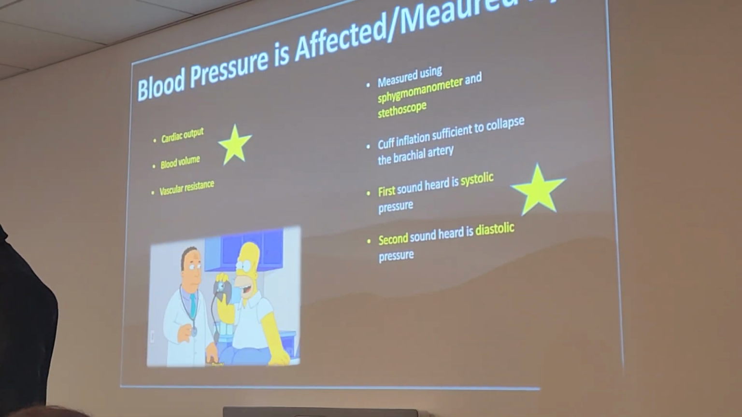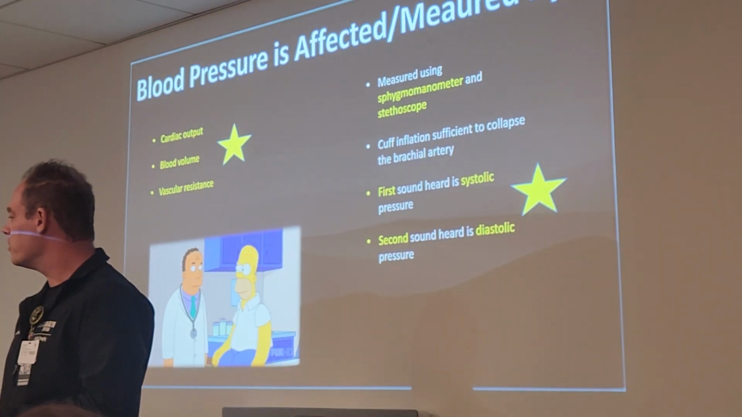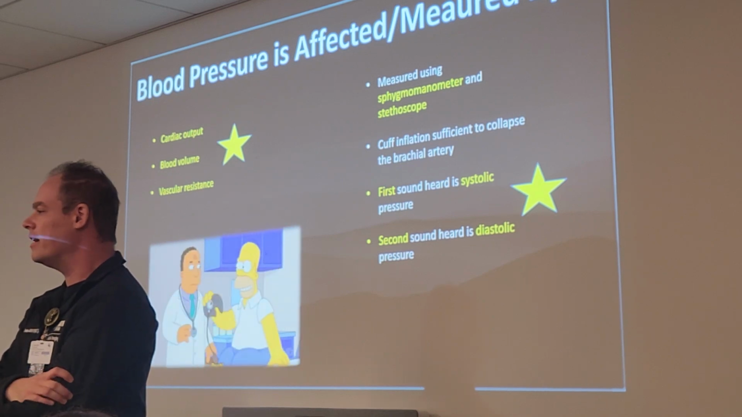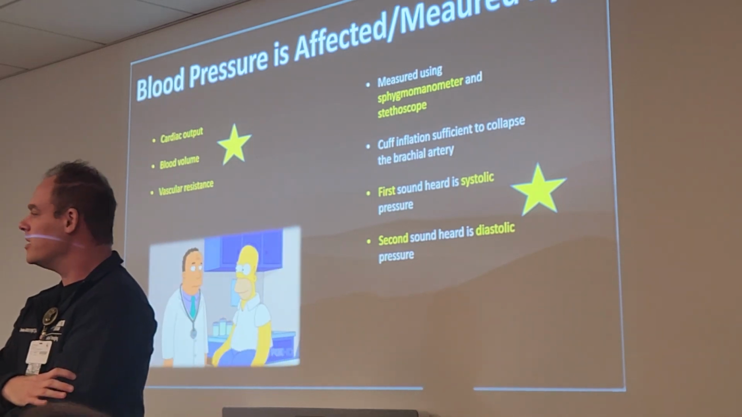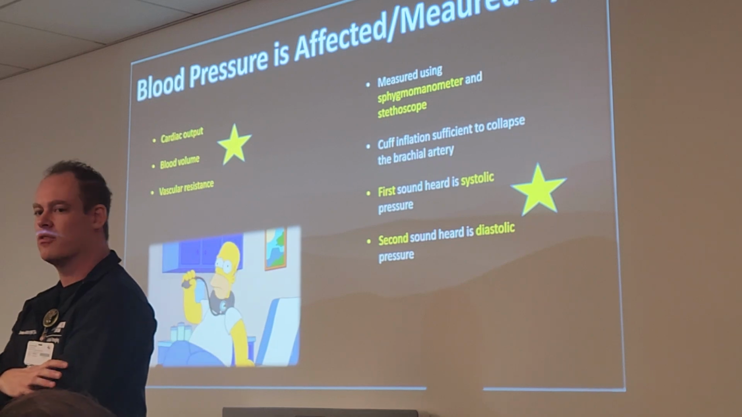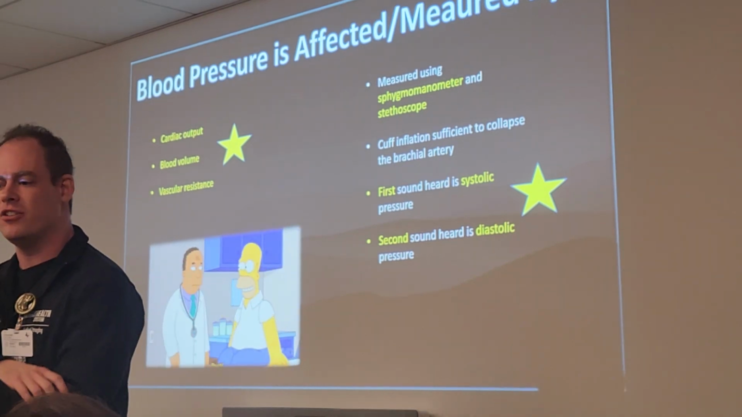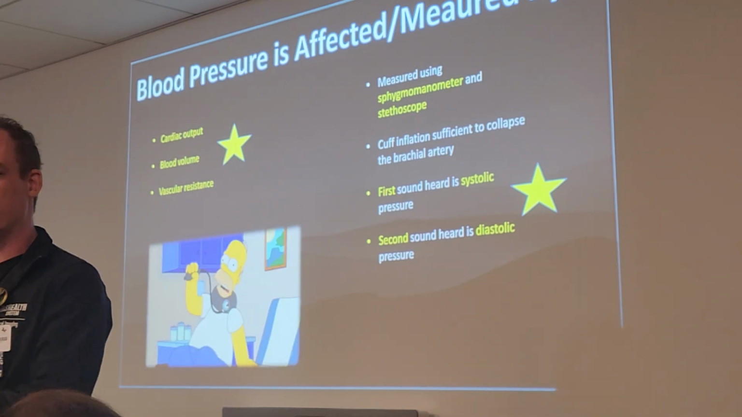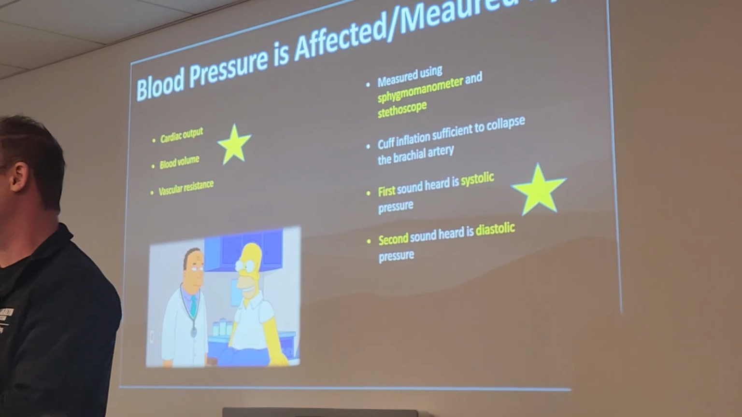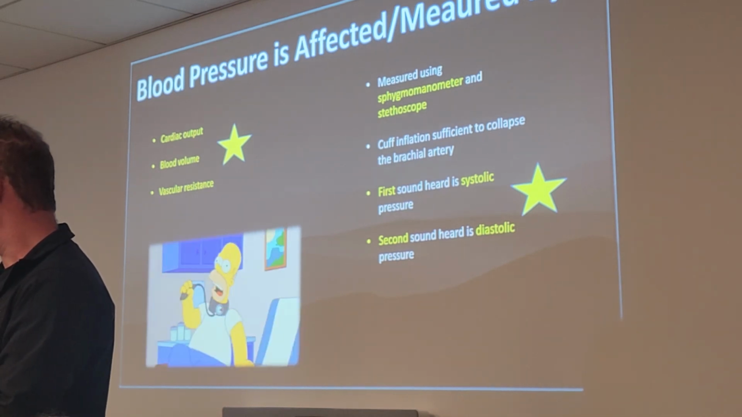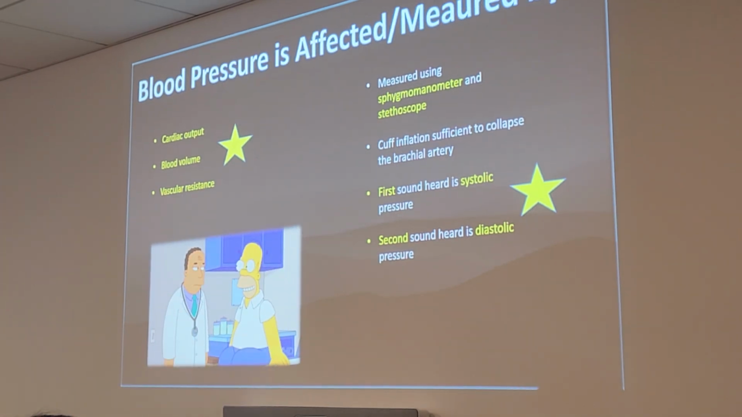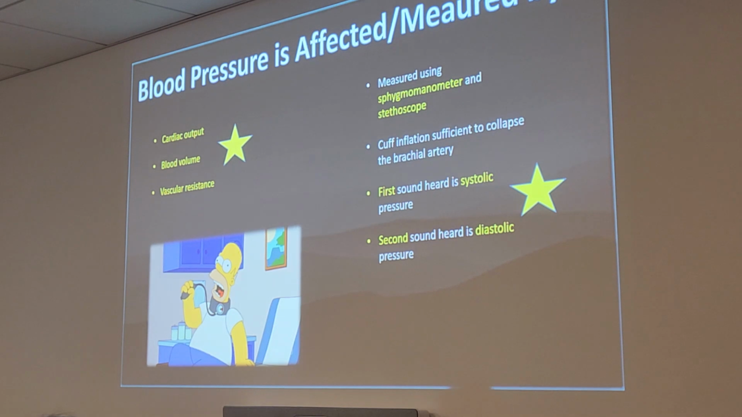Cuff inflation, what does that do? That collapses the brachial artery, which is how we start measuring the blood pressure. So when you have that cuff squeezing your arm, you're collapsing the brachial artery, then you release the tension and start measuring the pumping that you feel in your arm as they release the pressure. The first sound you hear with the stethoscope, you're going to hear the systolic pressure, followed by the diastolic pressure. Systolic is the top number. Diastolic is the bottom number. Remember that? Gold star on that: the first sound you hear is systolic, while the second is the diastolic, which is when the heart is at rest.